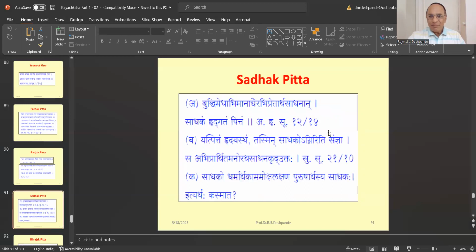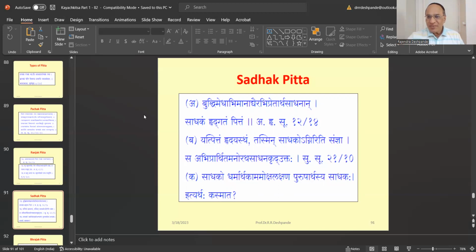Sadhaka Pitta. Buddhi here. Sadhaka Pitta is in the brain. Buddhi, Medha, Abhiman, Adi, Abhipretartha Sadhana, Sadhakam Hridgatam Pittam. Now here one must understand, here Hruday is not only the physical chest, heart, but Hruday Shabda is also used for the brain at some times as per the reference. So here you can take both, that means brain as well as this particular left side heart in my body. So here the Sadhaka Pitta is there. Mental faculty is controlled by Pitta, because whatever I am talking to you, it should get digested. That knowledge digestion is a duty of Sadhaka Pitta.